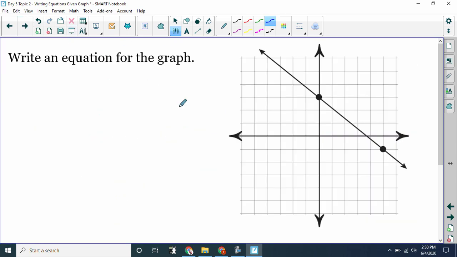The last problem here is a little bit different. Instead of them giving us the equation and asking for the graph, this time they gave us the graph and it wants an equation for that line. So we want to be thinking about slope-intercept form. Slope-intercept form, again, y equals mx plus b.